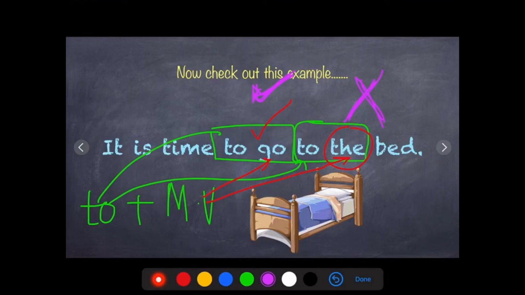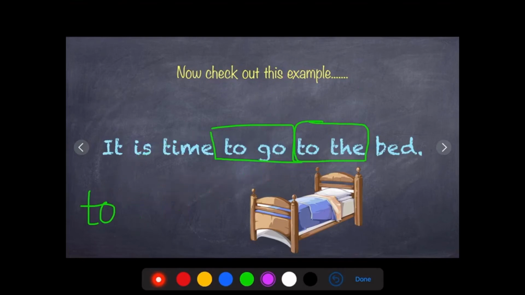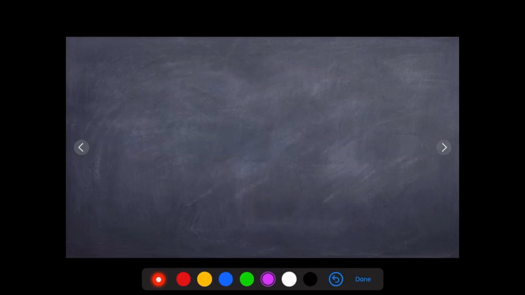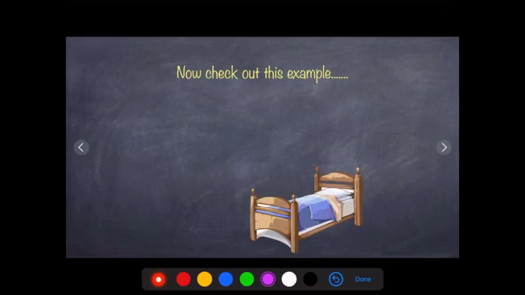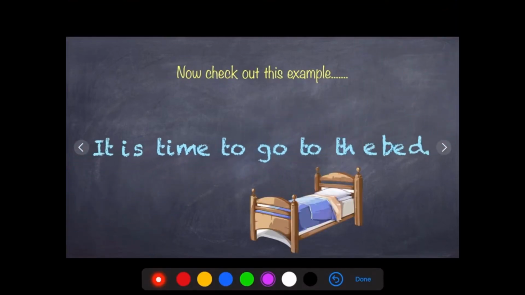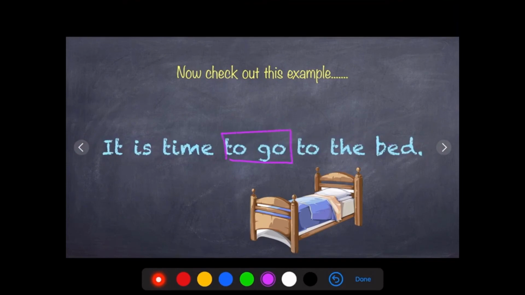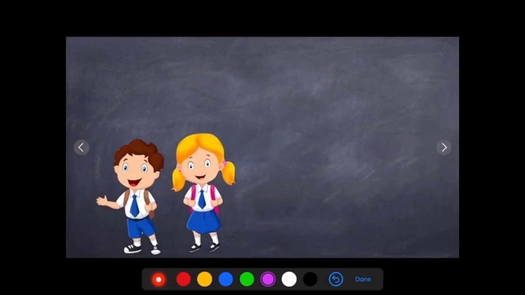So just remember that you check out the formula and then start with it. There can be two infinitives in a sentence, but in this type of sentence it was not there. In this sentence it was only one infinitive, which is "to go". Let us move forward.